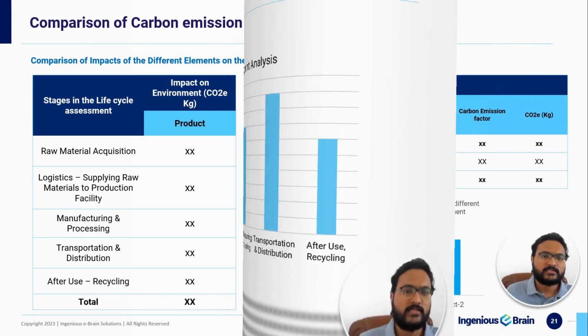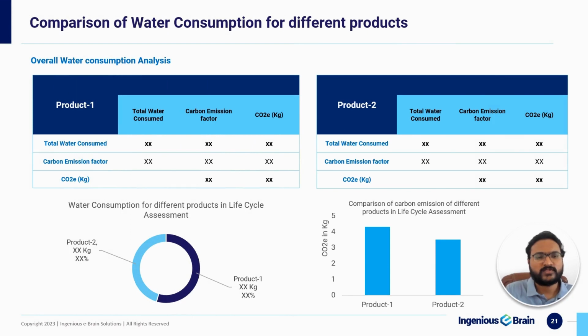We can also look at the possible analysis for product comparison, like if we are considering two different product categories or two different processes, which one is estimating higher in terms of carbon emission, which one is estimating lower in terms of carbon emission, and accordingly prioritize the production of those products.